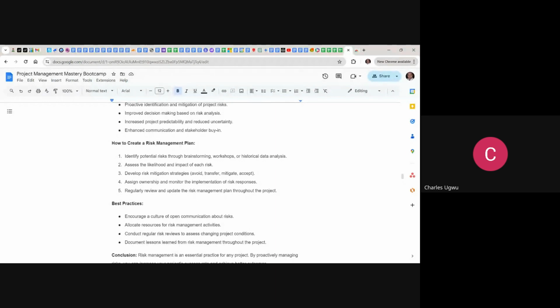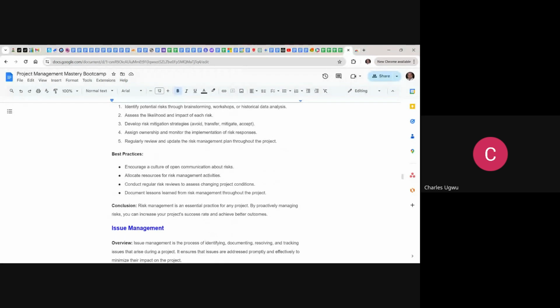That's how we can, within ourselves, assign an owner to the risk and regularly review and update the risk management plan throughout the project. So the best practice in doing this risk management is to encourage a culture of open communication about risk.